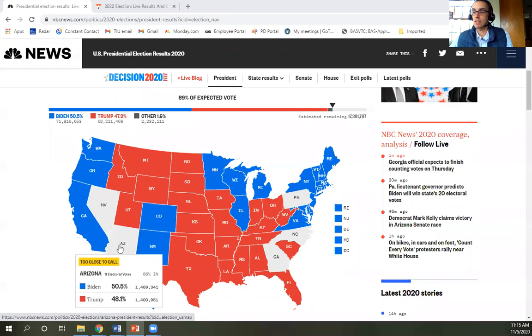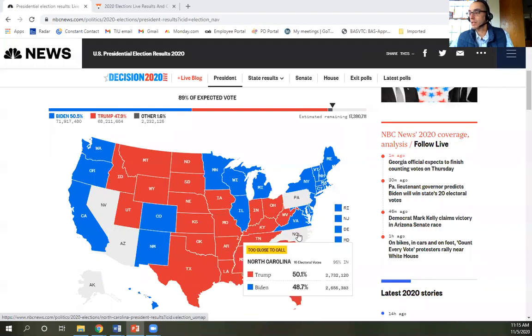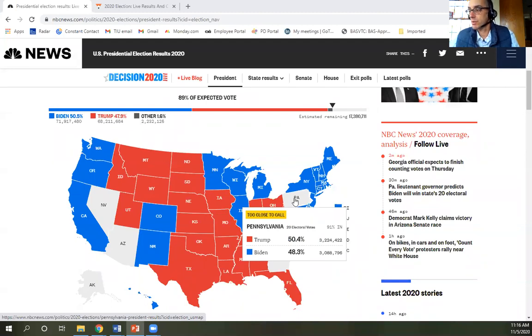Arizona looks like it's going to go to Biden, but that's not too sure. They're still counting a couple hundred thousand ballots. Georgia is leaning towards Trump in the results, but look at that, it's very close, 49.6% to 49.2%. North Carolina, pretty close, but it'll probably go to Trump. Pennsylvania, in their numbers here, is 50% to Trump, 48% to Biden.